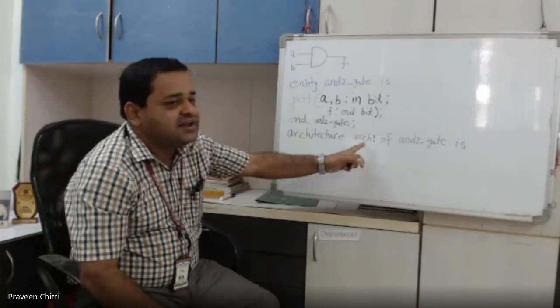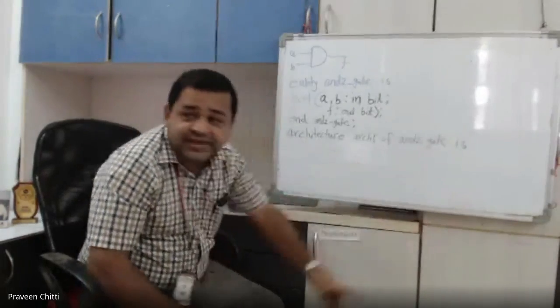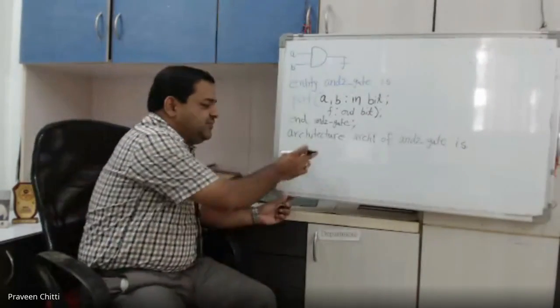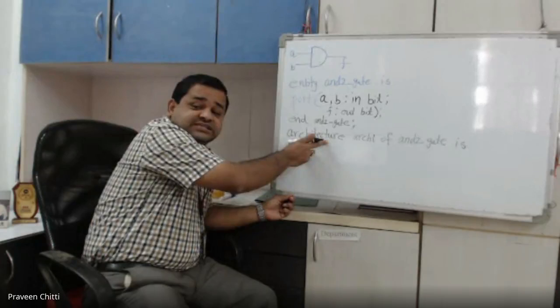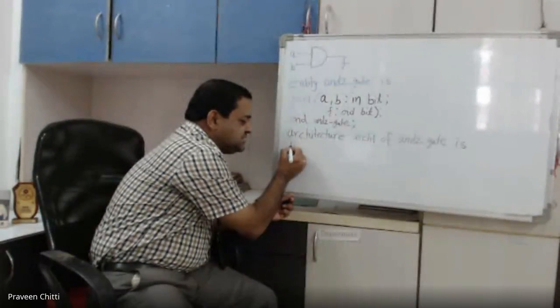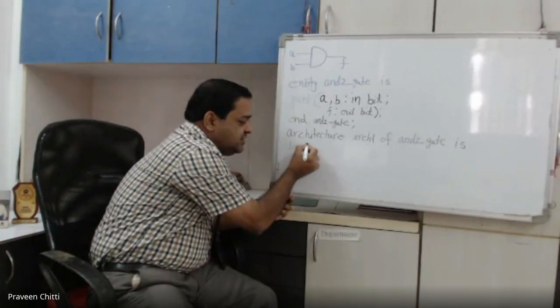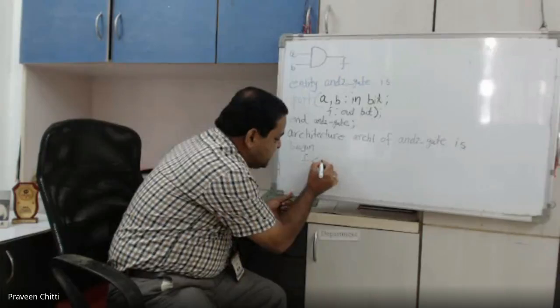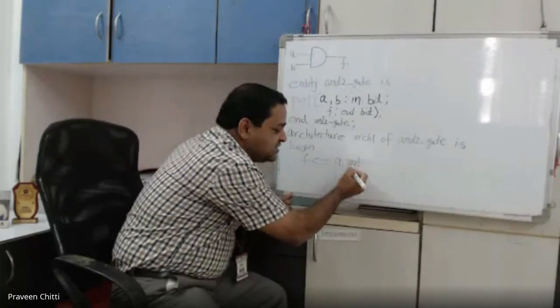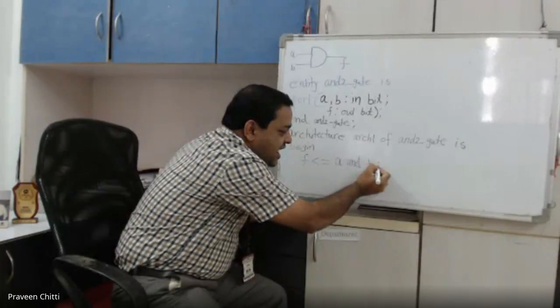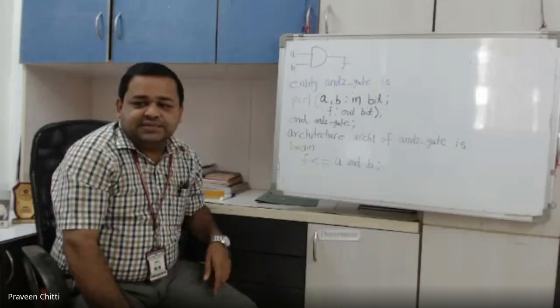Architecture name I have given ARCH1 of and_gate is. Next, if you want any additional signals, you can declare them. Otherwise, if no additional signal, directly you can start with the keyword begin. Next, what should I write? F is assigned with A and B. And is a keyword in VHDL. F <= A and B; semicolon.